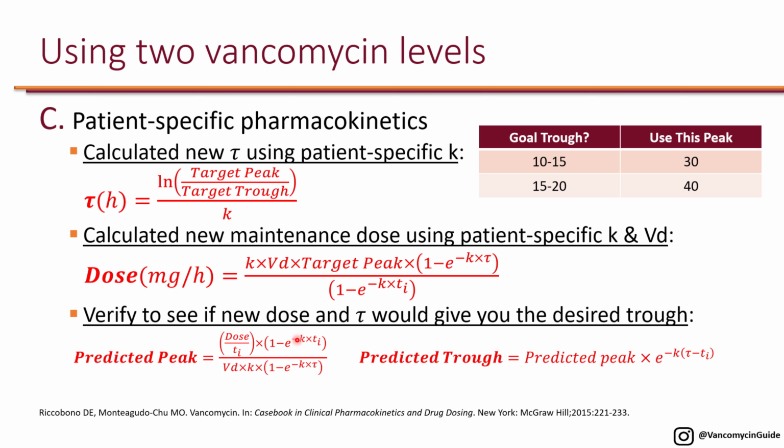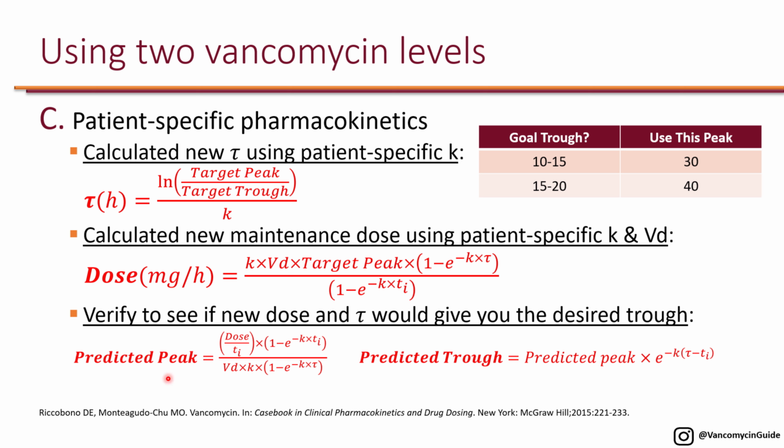k. Again, this is the k that we calculated, and this is the same TI that you put here, divided by volume of distribution that was just calculated, the k that was calculated, times 1 minus e to the negative k times tau. So this is the tau that was calculated here. And then once you get the predicted peak, you use this equation to see what the predicted trough would be. And again, you use the tau minus ti. Again, ti has to match your dose, so whatever dose you calculated here, the ti has to match it.